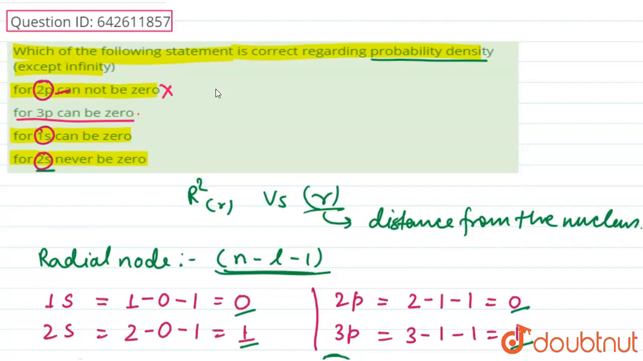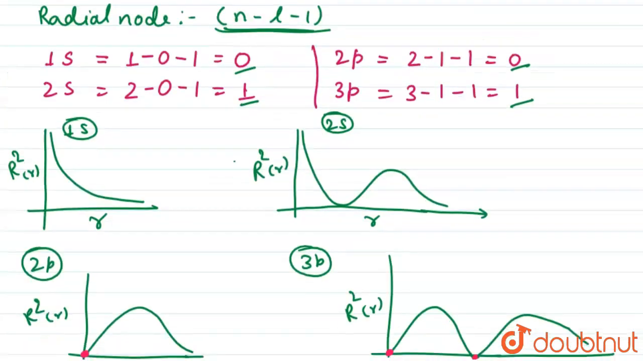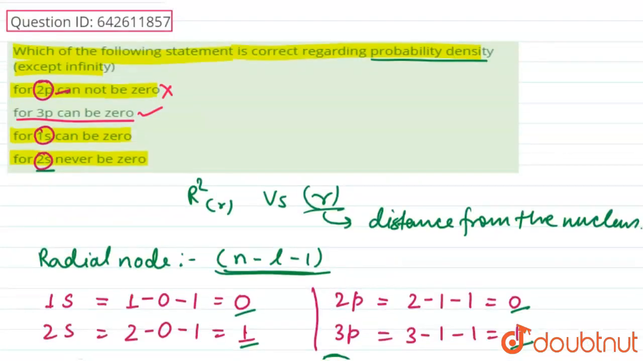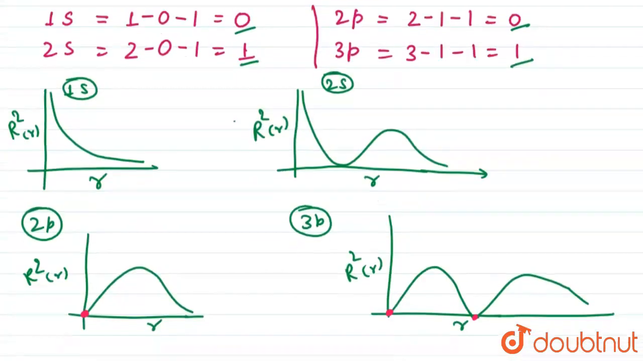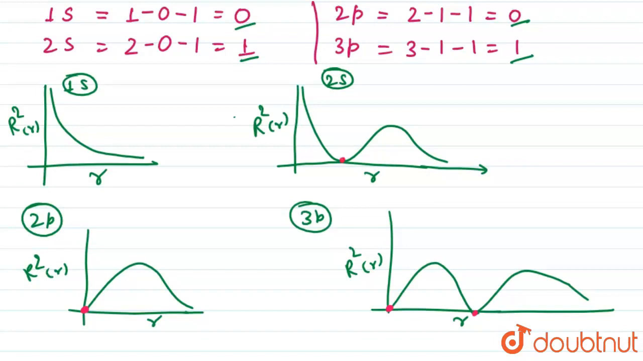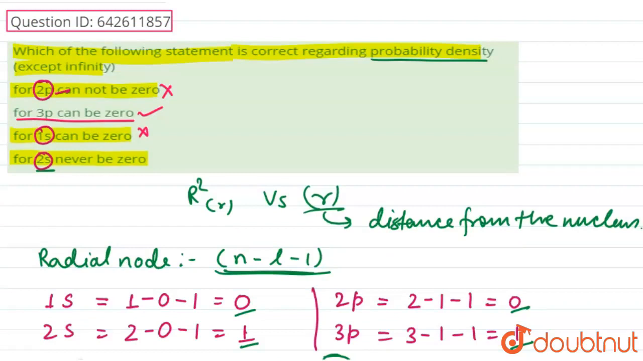So it is correct. Now for 1s it can be 0. If we look at the graph of 1s, it never looks to be 0. So the third option is also incorrect. If we talk about the fourth option, for 2s it is never 0. If we look at the graph of 2s, here it is 0. So the fourth option is also incorrect.